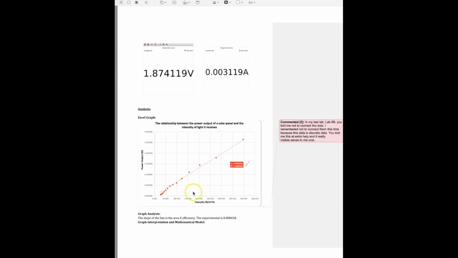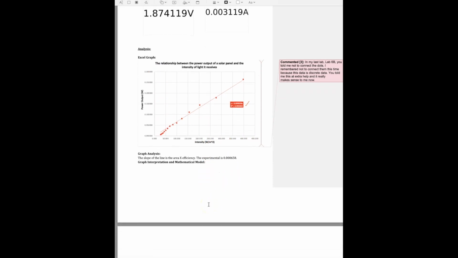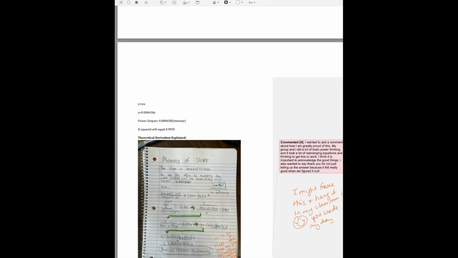Then she made her graph, and notice she changed the number of digits here. That's important. I showed you how to do that when I showed you the Excel just earlier. For those of you in regular physics, instead of intensity, you would graph distance, and you should get a nice squared relationship, as I showed you. The graph interpretation: here's the equation of the trend line, here's the mathematical model, and the R squared.